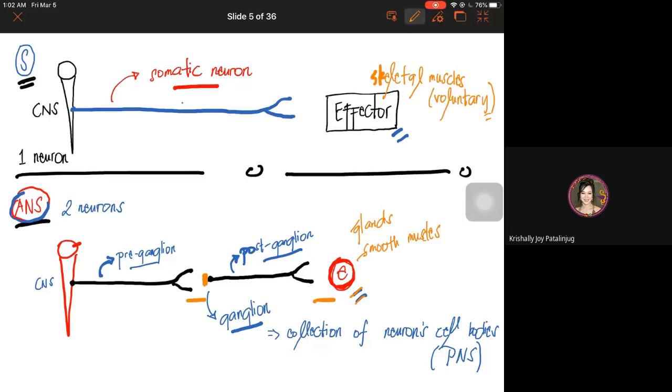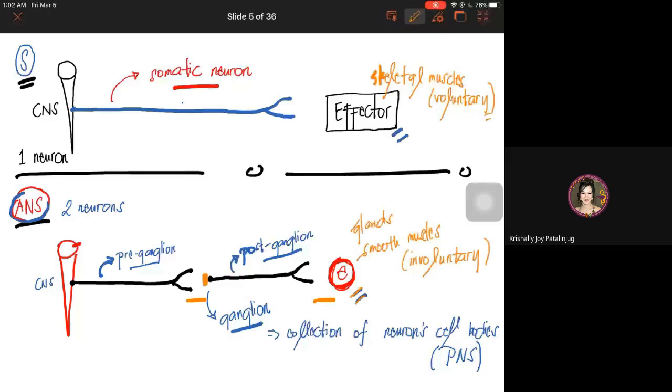Kaya take note, class, ang ANS, from the term itself, di ba? Autonomic nervous system. From the term itself, autonomic. So, responsible siya sa involuntary motions or involuntary mobilities.